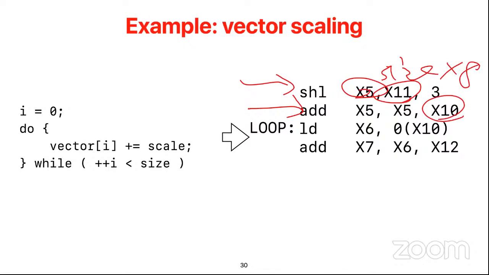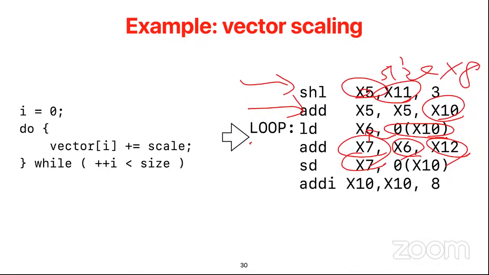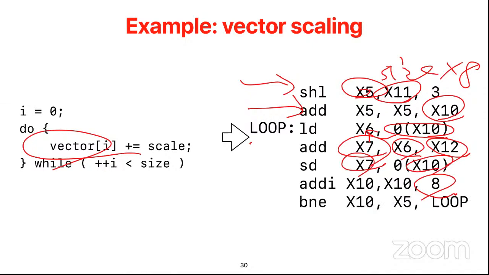Then in every loop iteration, you load the vector element and put the value in S6. Then you add S6 with X12, which is the scale value. X7 is the result value. Finally, you store the value in the vector, and add 8 to your address, which means you advance to the next element. And we check if the next element is out of bound or not. So that's what this piece of code is doing.